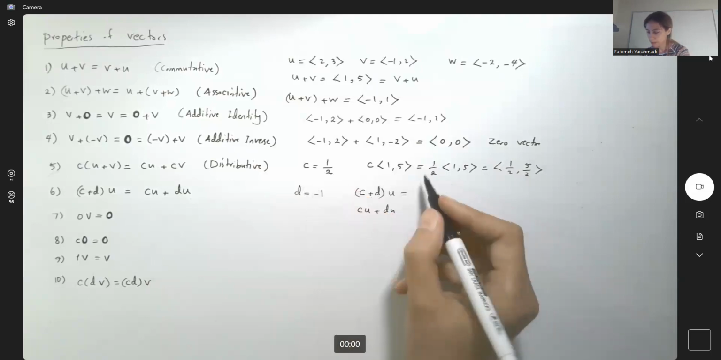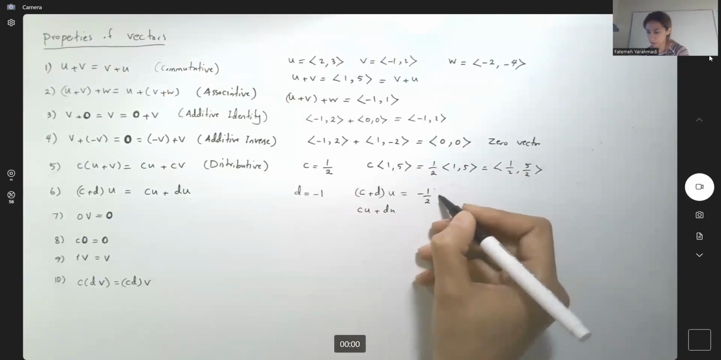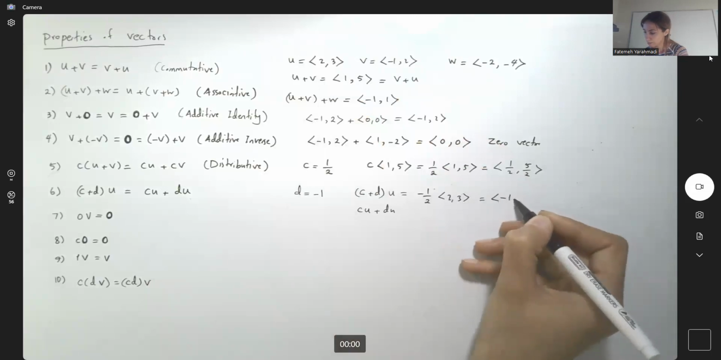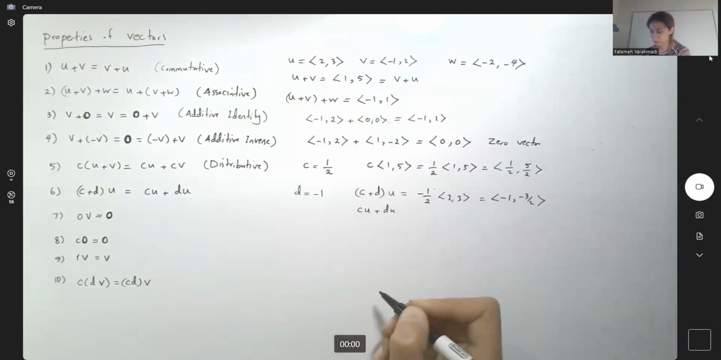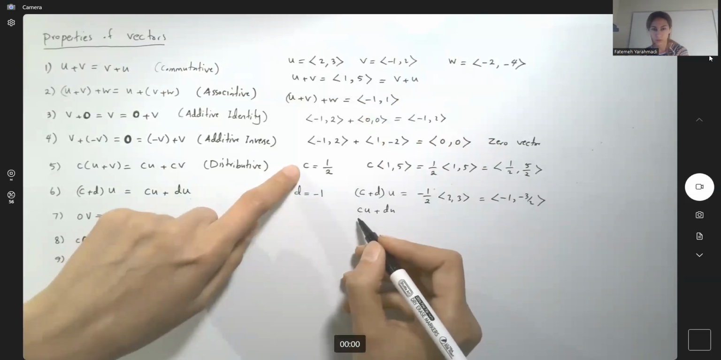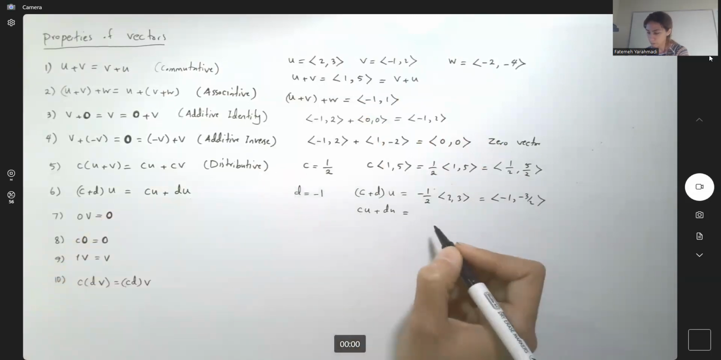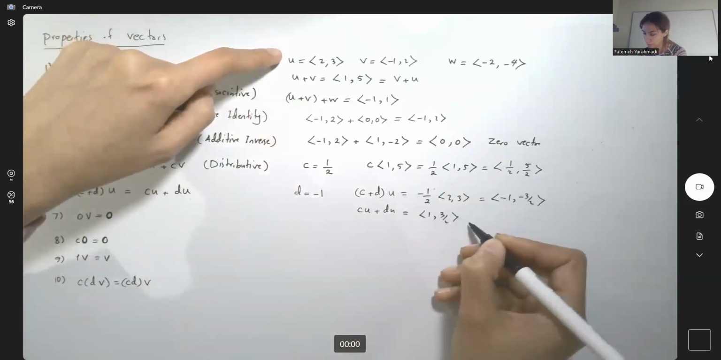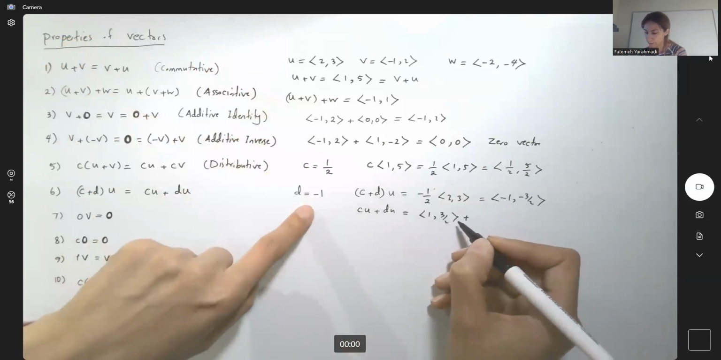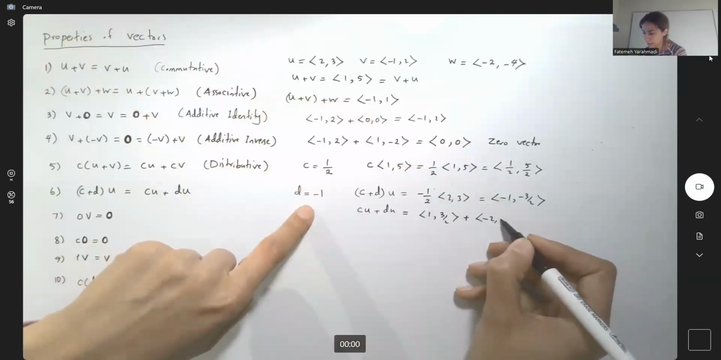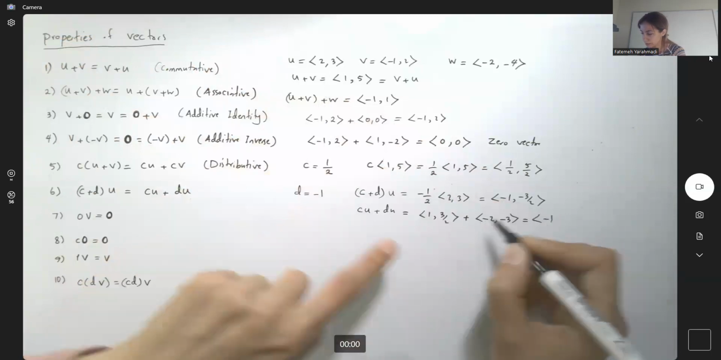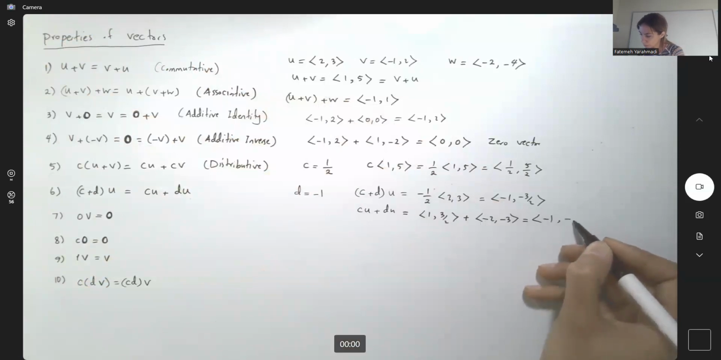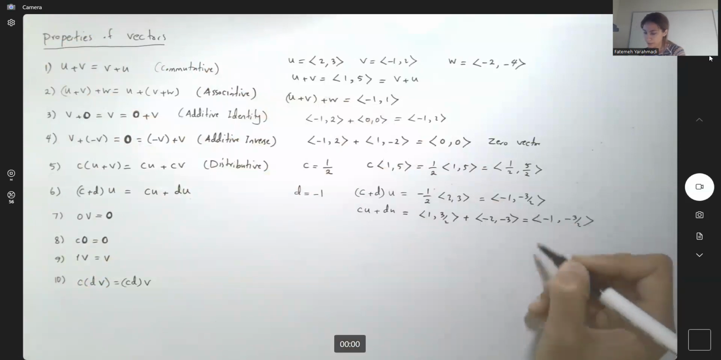So a half minus 1, negative a half, times vector u, which is 2 and 3, is equal to negative 1 and negative 3 halves. This is saying that I'm multiplying u by a half, which is 1 and 3 halves, and adding that to negative u, negative 2 and negative 3. So basically I have negative 1, adding the components together, and here you have negative 3 over 2. They're basically the same.